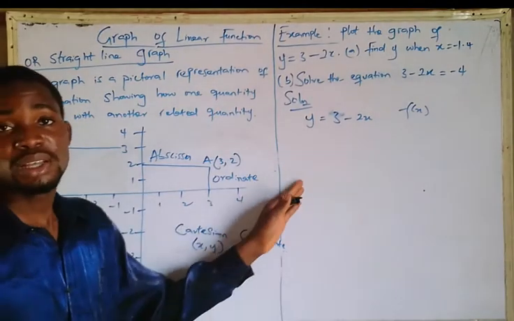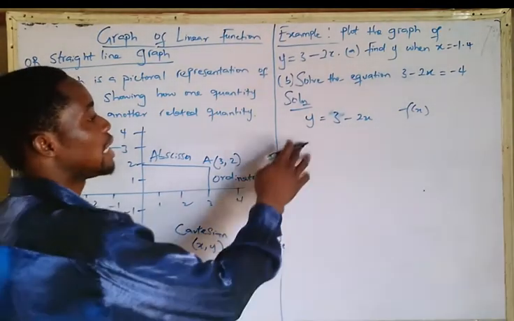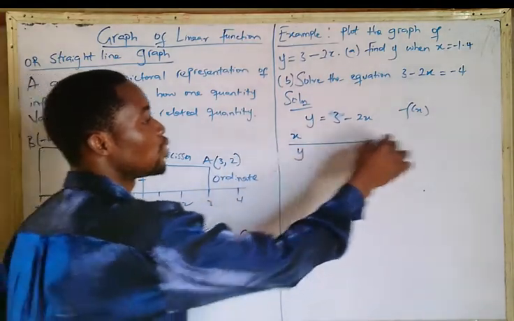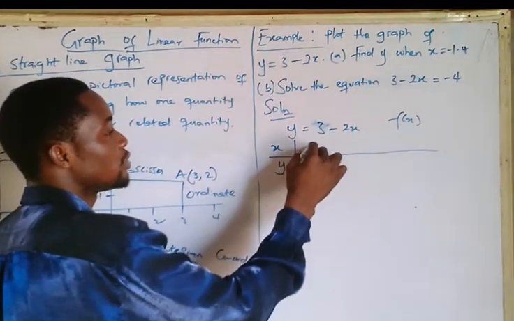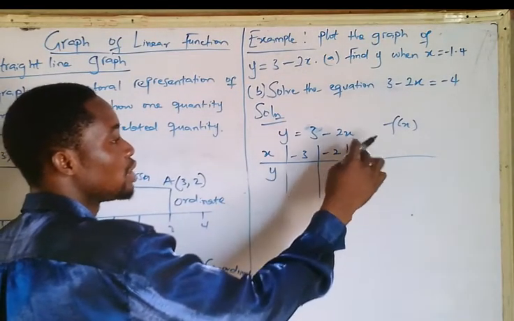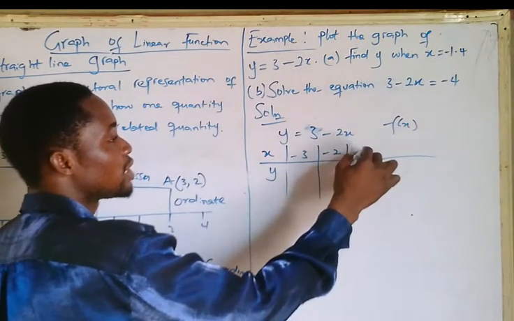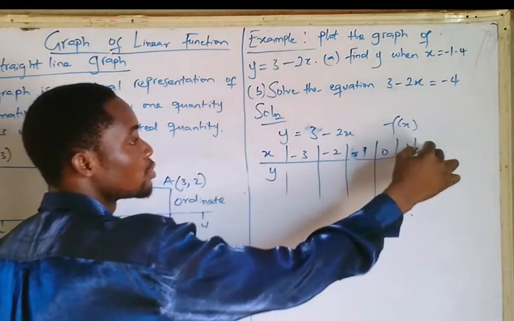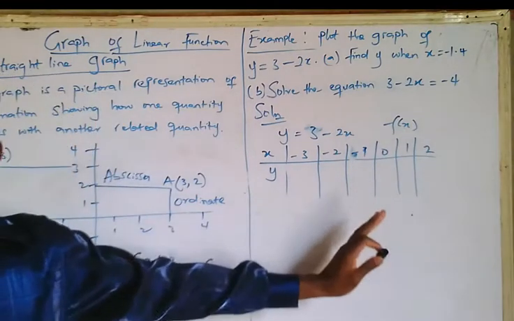Now, how do we solve this question and then plot our graph? Very simple. I need arbitrary values of my x, in which case I have to draw this table, starting from a negative number down to a positive number if you are not given one. So I'm starting from minus 3 down to 3, or down to 2.